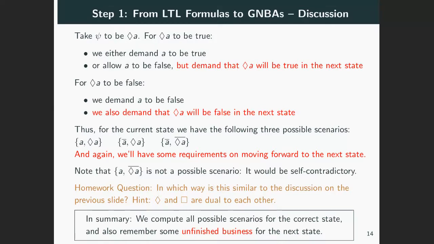For example, in the scenario where we want eventually A to be true and also A to be false, the unfinished business is that eventually A must be true at some point. So we postpone it to the next state, since we have not achieved it in the current state. For how long can we postpone it? Well, certainly not indefinitely, since A must eventually become true. But this is another question about the global behavior. For now, we only looked at the local aspect.